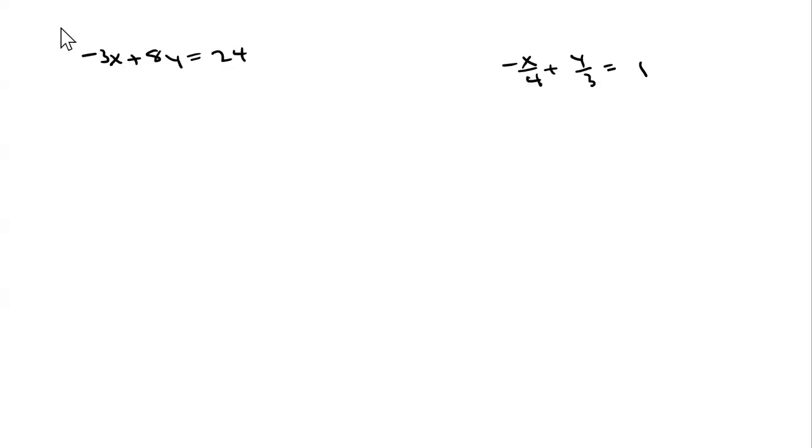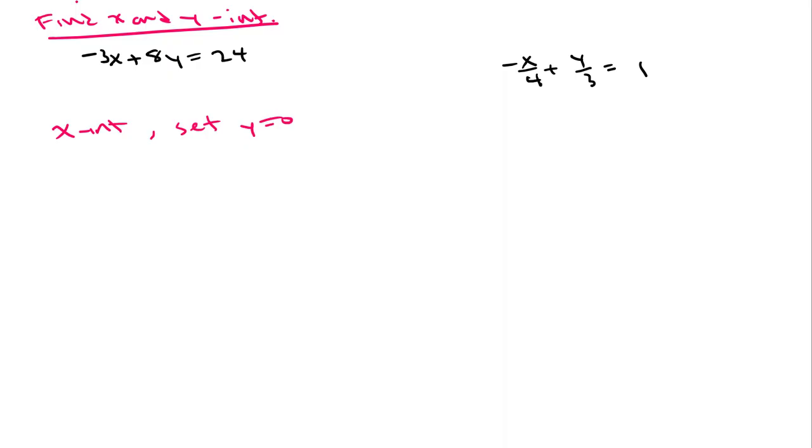All right, so here again, we want to find the x and y-intercepts. In order to do that, to find the x-intercept, again, we're going to set y equals 0, which means replace y with 0. So we have negative 3x plus 8 times 0 equals 24. That goes to 0, so we have negative 3x equals 24.